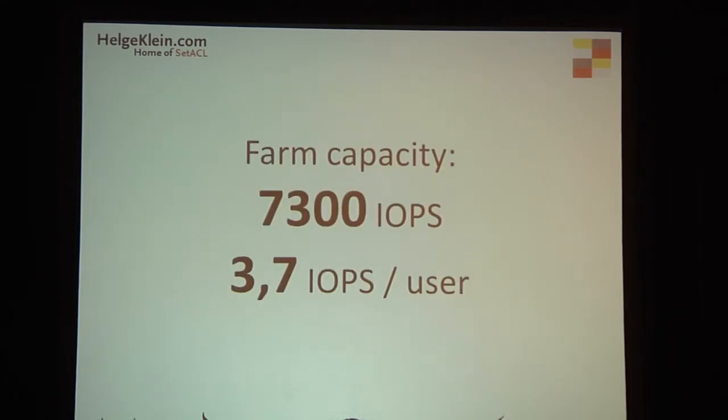Okay, given this, we have a total capacity of 7,300 IOPS in the farm. If you know the numbers for typical SSDs, modern SSDs, even consumer SSDs, have write IOPS in the range of 10,000 plus. So isn't it interesting that one modern SSD could deliver all the hard disk performance this farm needs? And the farm has roughly 250 servers. Broken down per user, we've got 3.7 IOPS per user, which is, well, relatively low, I would say.